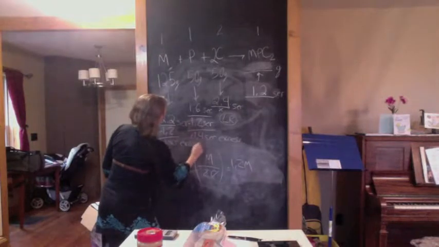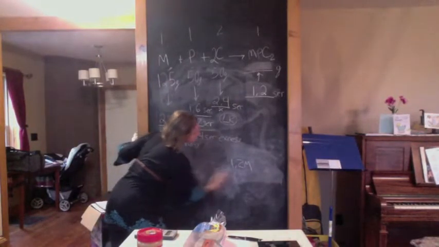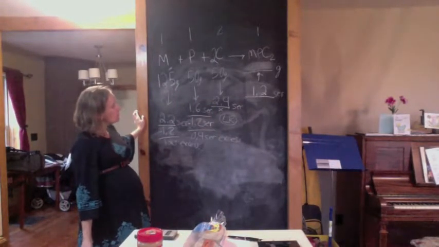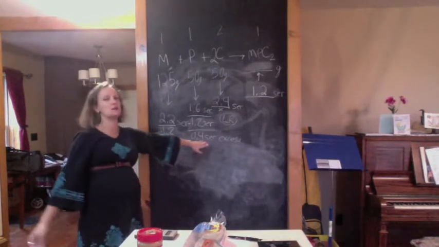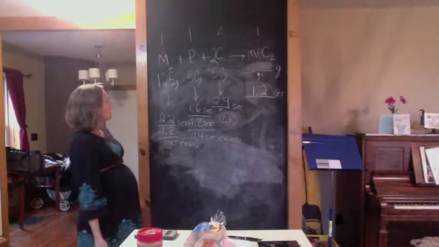So actually, if our calculations are right, we have enough food here to make 1.2 of our very good snack, and then we have 1 muffin and 1 tablespoon of peanut butter left over, which I'm sure we can figure out what to do with.